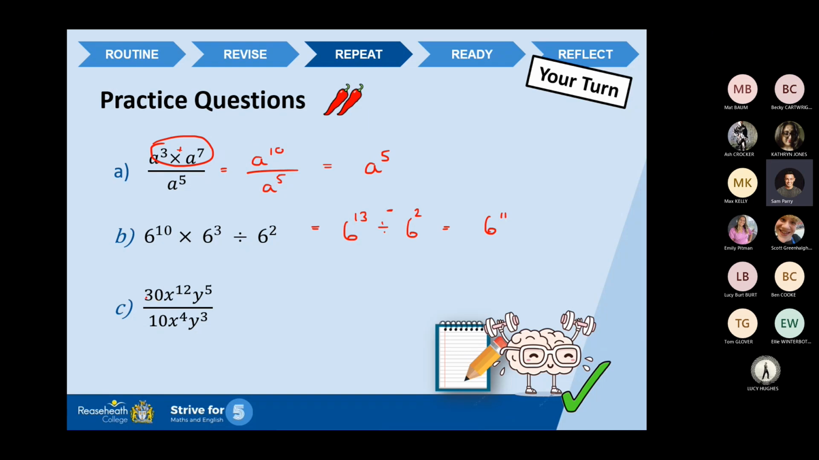Then let's have a look at C. So deal with the numbers first. 30 divided by 10 is 3. X to the power of 12 divided by x to the power of 4. Well, 12 take away 4 is 8. So it's going to be x to the power of 8. Y to the power of 5 divided by y to the power of 3. Well, that's a take away. So it's going to be to the power of 2. Because 5 take away 3 is 2. So you're taking a really long sort of formula, equation there, and you're just condensing it down into one line by doing those divisions and subtractions.